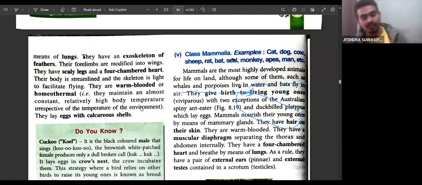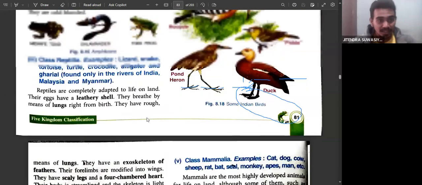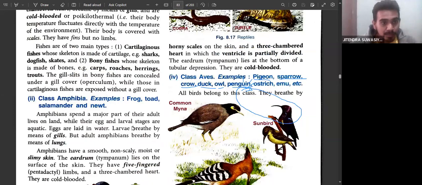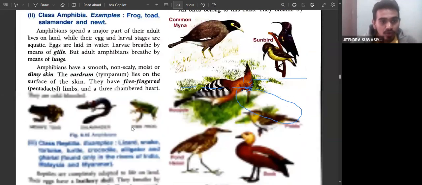The skeleton is light to facilitate movement. If the skeleton were hard and heavy, they couldn't fly, because their feathers do not have that much capacity for flying. For that reason, the whole skeleton system of the bird should be lightweight. They are also warm blooded. In earlier classes we saw that amphibians and fishes are cold blooded animals.